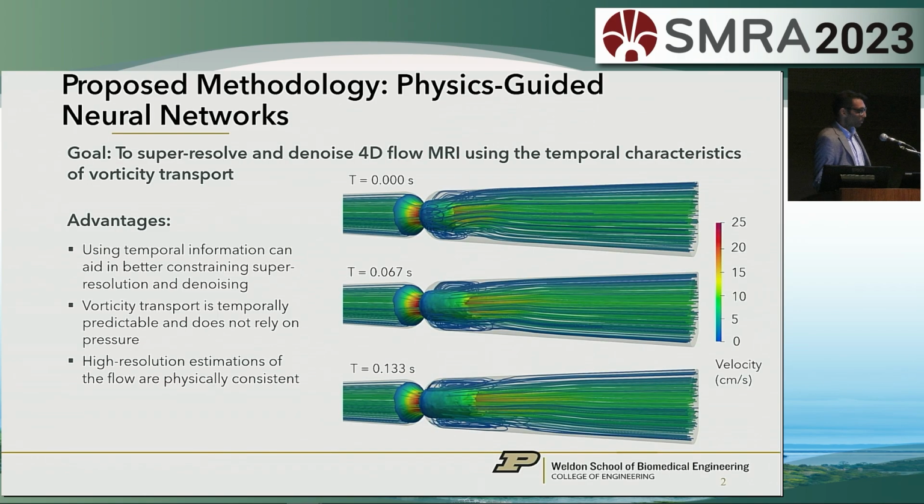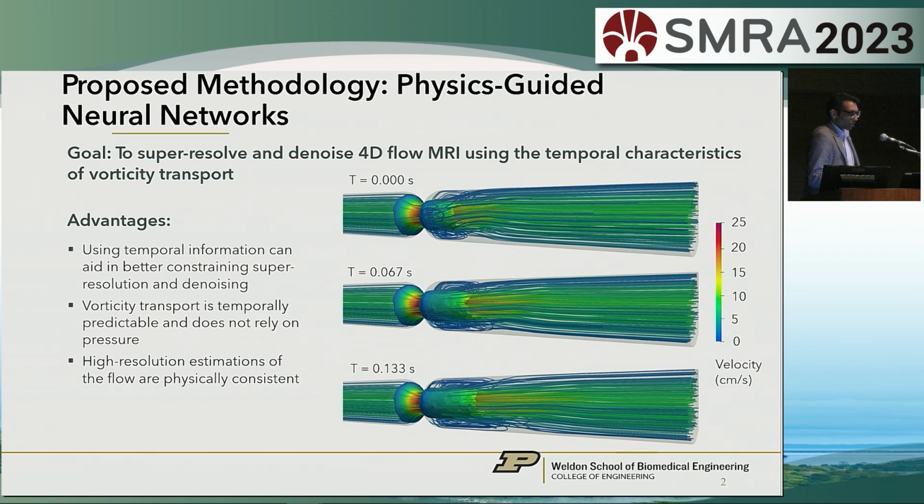So today I'm going to be talking about super resolving and denoising 4D flow MRI using the temporal characteristics of the vorticity transport equation. Super resolution problems are inherently under-constrained, but an advantage of 4D flow MRI is that we have the temporal characteristics of the velocity fields. And so our question was, how can we utilize this to better perform our super resolution and denoising?